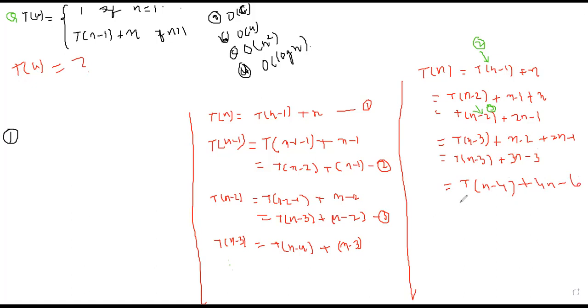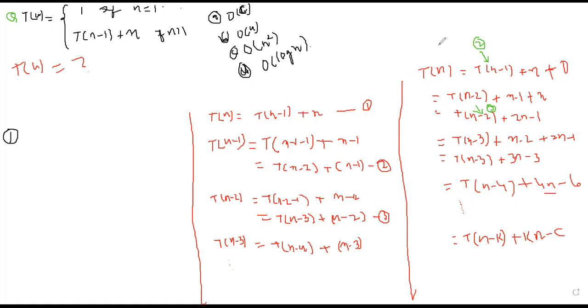Now analyze, suppose this process will continue. It will be T(1), T(2), T(3), T(4), how long will it continue? T(n-k) times, plus now you can see this one: n, 2n, 3n, up to kn and some constant. Now you can see here there is some constant: 0, then minus 1, minus 3, minus 3. So I take minus some constant.